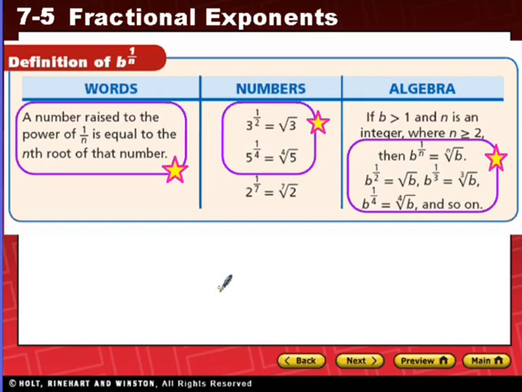And then algebraically, right, write down what's in the purple box here. B to the 1 over n power equals the nth root of b. So b to the 1/2 power equals square root of b. B to the 1/3 power equals the cube root of b. B to the 1/4 power equals the 4th root of b, and so on. Probably need a little more time to write that down, so pause the video and then come back to it when you're done.